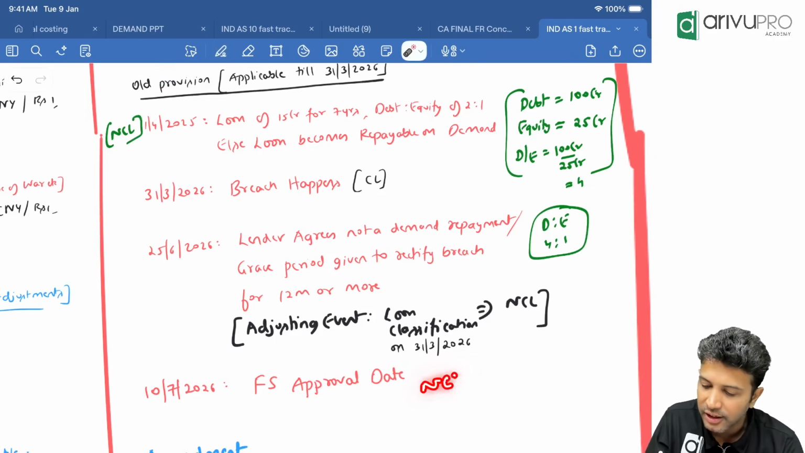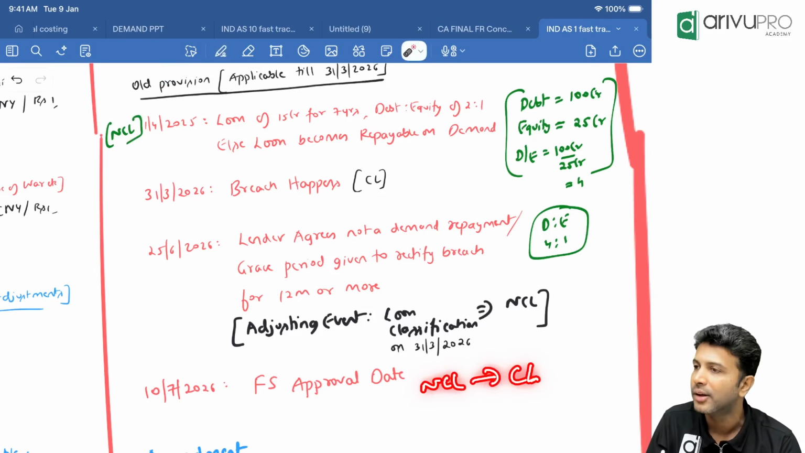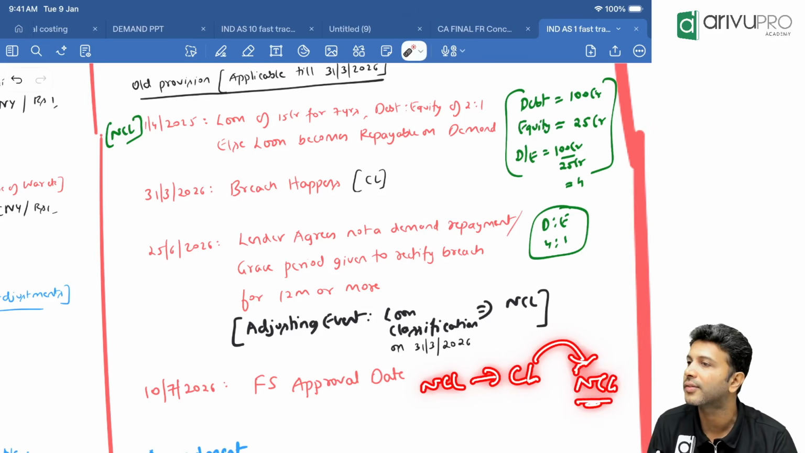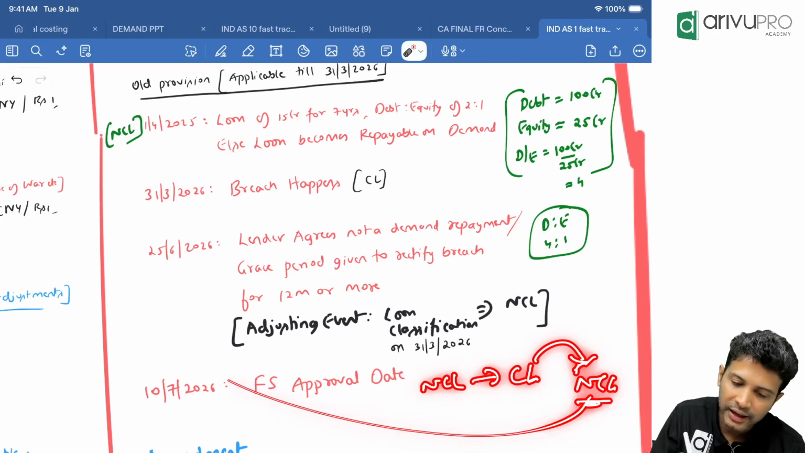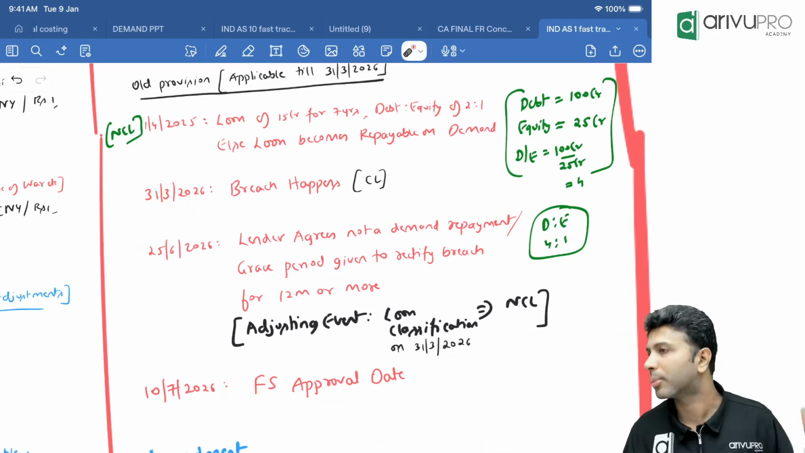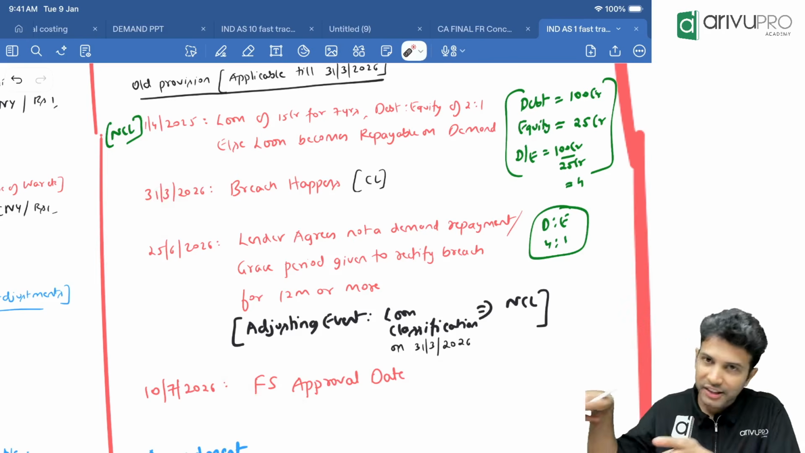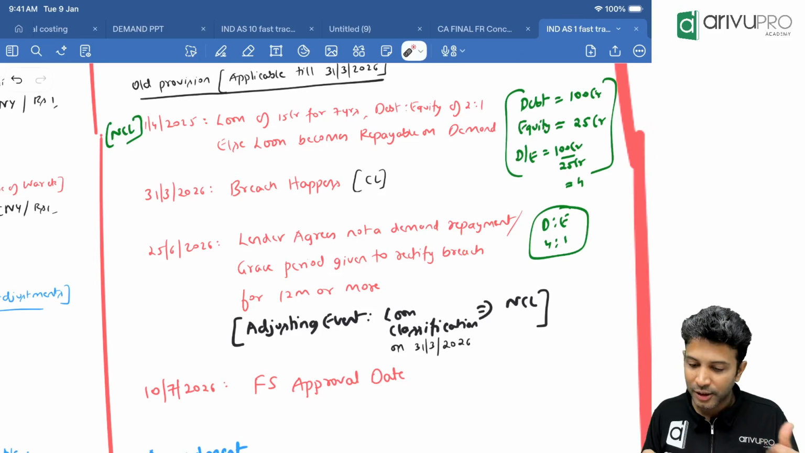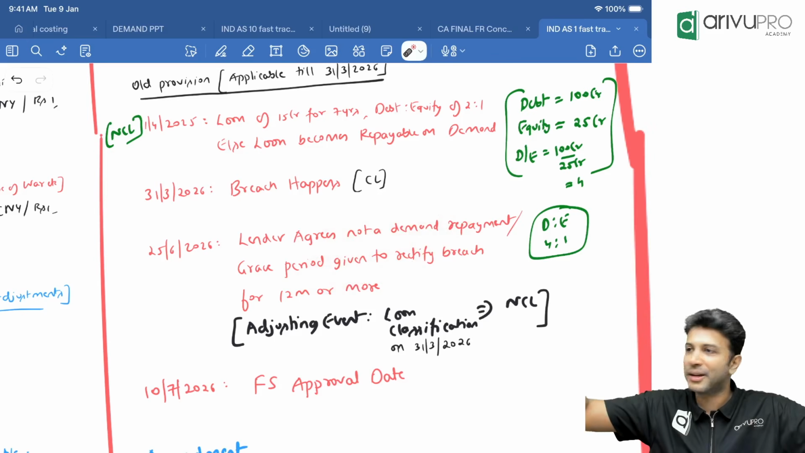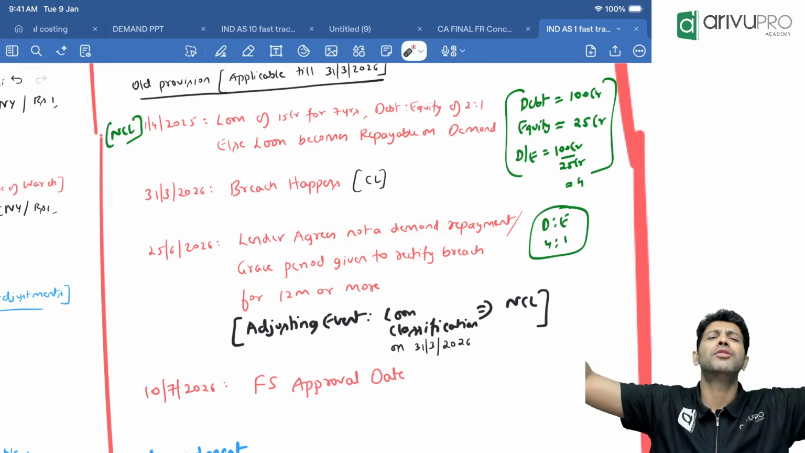So the order is here. First from NCL it will move, on the breach date it will become CL. If that breach is rectified, or if a grace period of 12 months more was given before approval of the financial statements, again you will change the classification to non-current liability, and in the current year's balance sheet you used to show that loan under NCL. This was the old provision. Here I had given a big chart. The chart is there in these notes also, right? Sometimes this used to happen, sometimes a grace period used to be given. So I had made a big chart. Now all this has become useless.